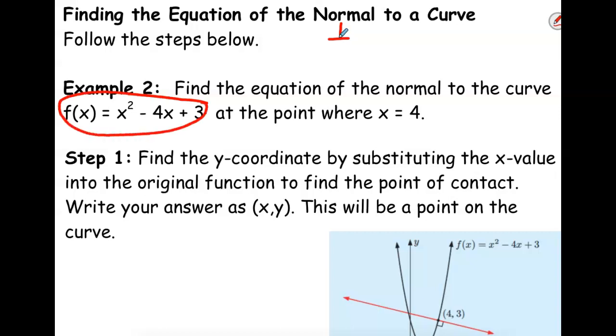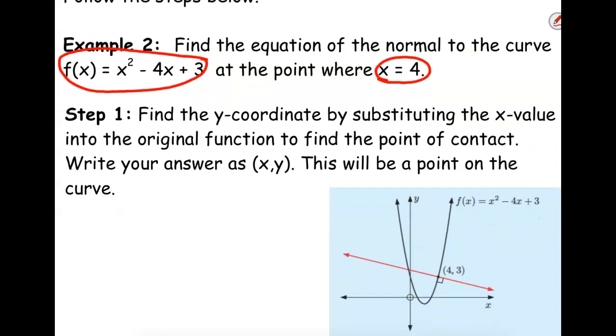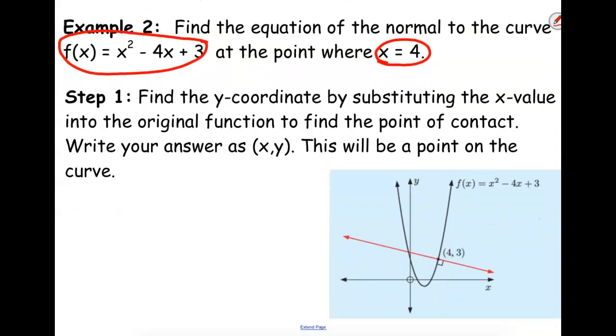It's a quadratic function. And the point at which we are going to create that tangent line and the normal line is at x equals 4. So step 1, we want to find the y coordinate by substituting the x value, which is 4, into the original function. And what we're going to get is your point of contact. Where does that tangent line and normal curve touch?